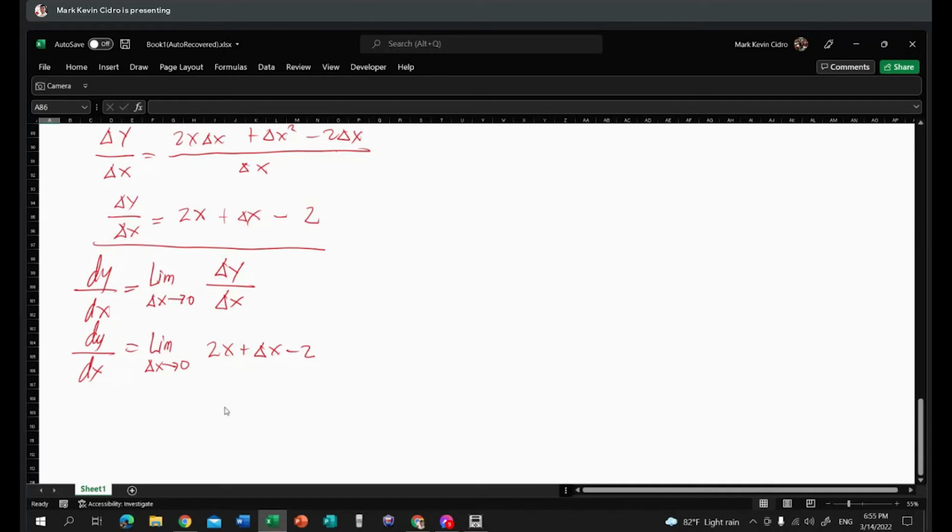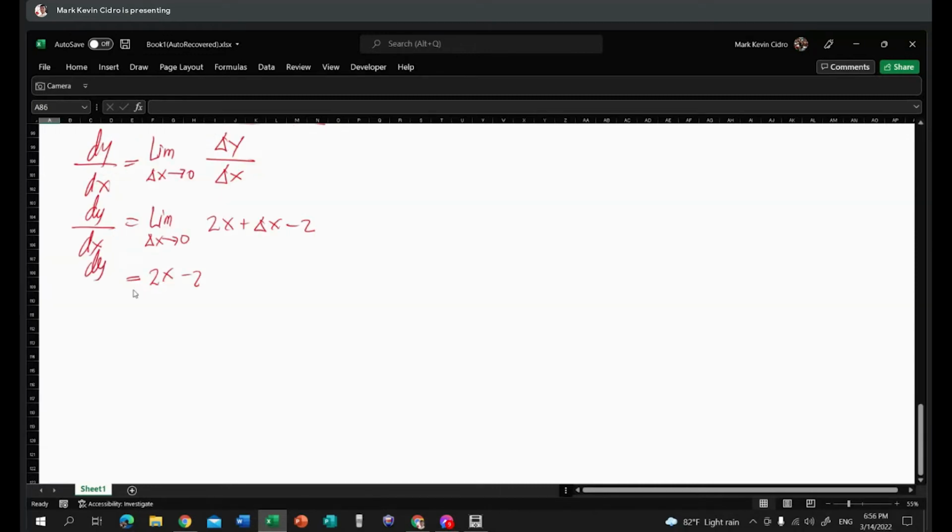So you know how to find the limit of a certain function as the independent variable approaches 0, as in this case, as delta x approaches 0. So this will be 2x plus 0. I will no longer write the plus 0. Minus 2. This is now your dy over dx.